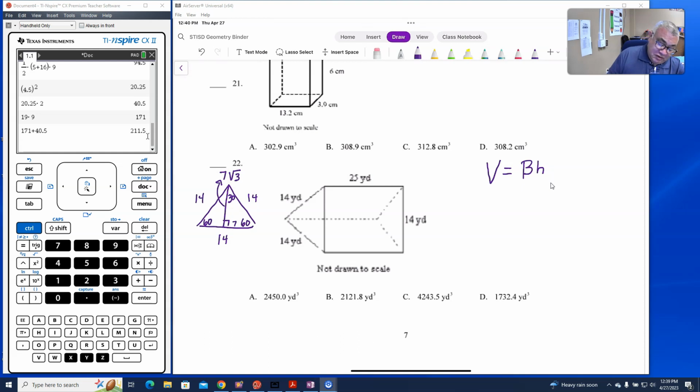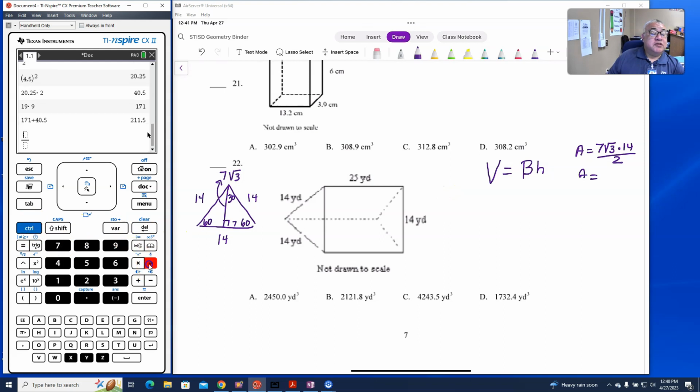So to find the area of the base, it's a triangle. So it's going to be 7 times the square root of 3 times 14 divided by 2. And so what I'm going to do, I'm going to type it in here. 7 times the square root of 3 times 14 divided by 2. And that gives me 84.9. That's yards squared, or square yards.